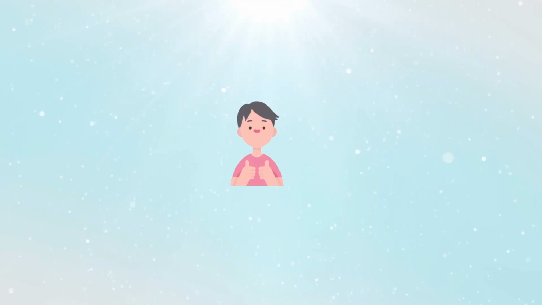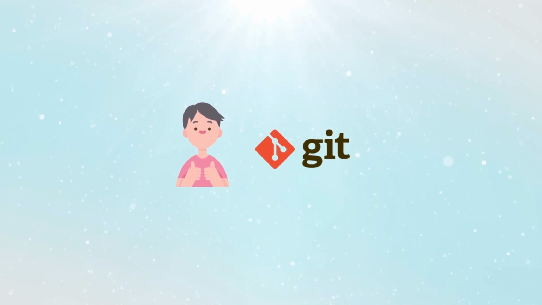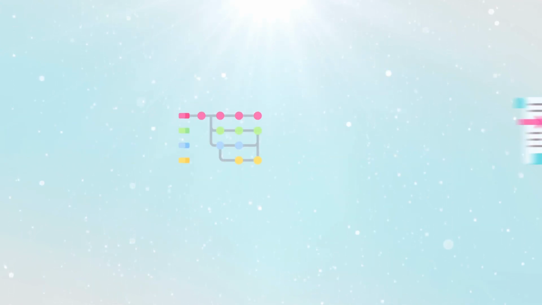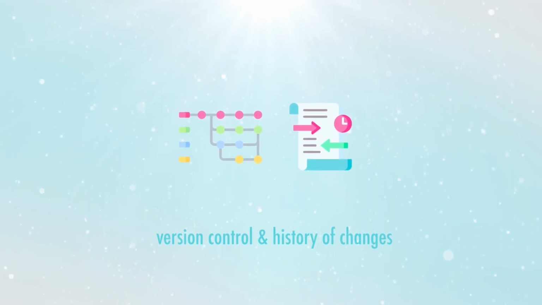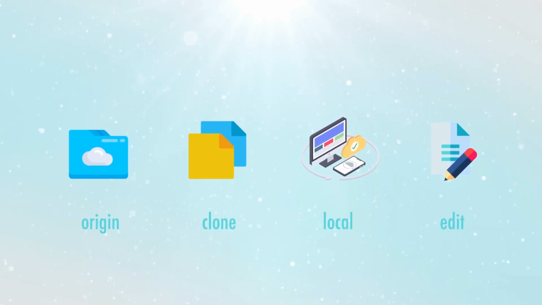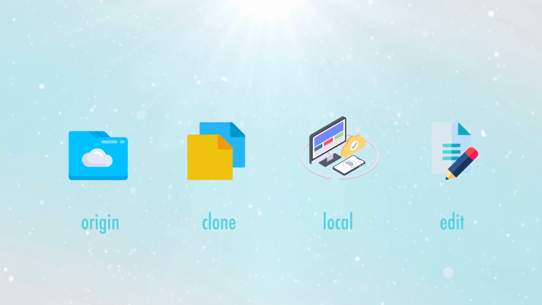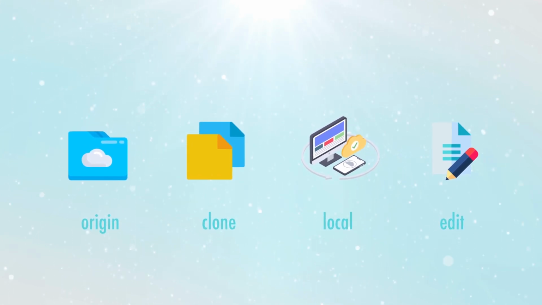This is where Git comes in. Git is a version control system that ensures every change is registered and has a history of changes made throughout the process. There are a few terms to consider. Origin refers to the original copy of the file, preferably stored on the remote cloud. Clone means you're trying to pull a copy of the file from the origin to your machine.